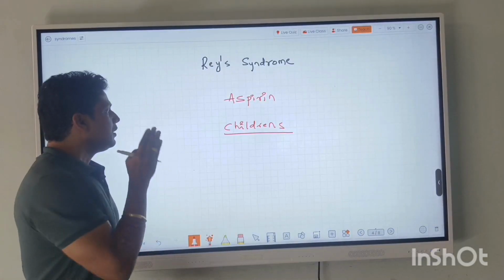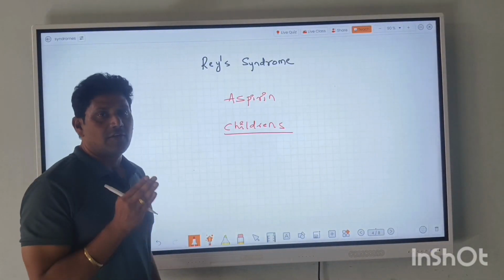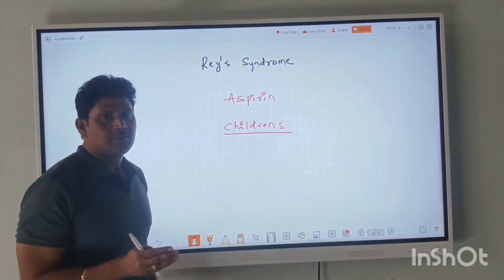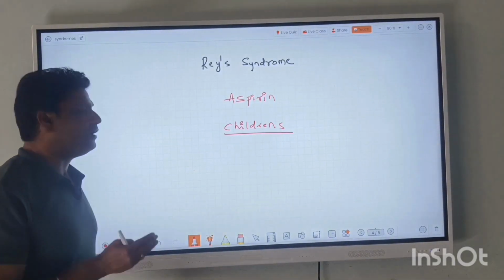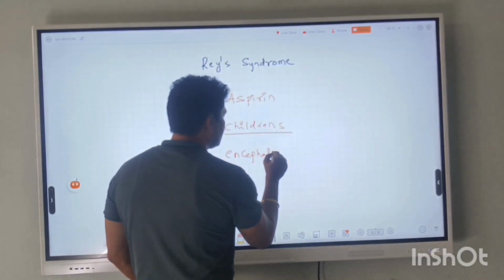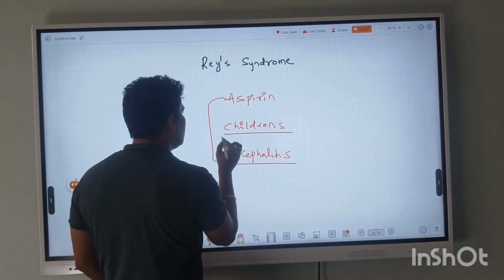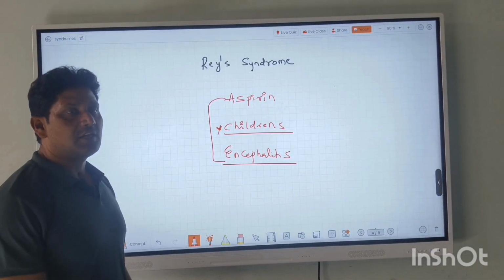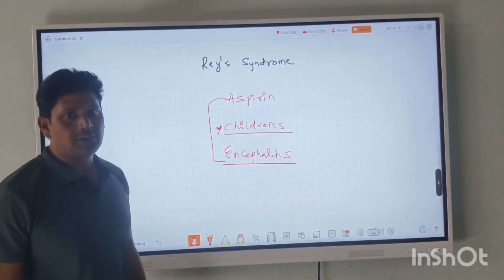We should not give aspirin to children who are recovering from viral fever. So aspirin, if it is given to children, produces ammonia. This ammonia enters into the brain and produces encephalopathy. This encephalopathy is produced by aspirin in children. So that's why aspirin should not be given to children under 12 years old. So this is about Reye syndrome.